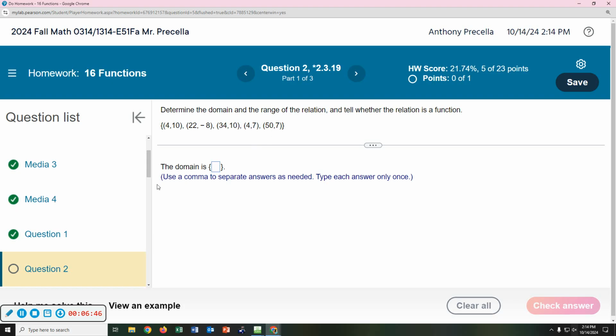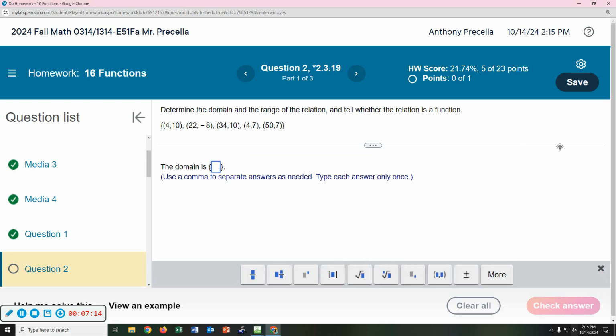I think this is a 3-part problem. The first thing they want us to do is to write out the domain. Realize in the instructions they tell you specifically type each answer only once. The domain does not tell you how many times the x value is used. All it says is that it's used. When you look at these ordered pairs, you can tell me what numbers are used as x values.